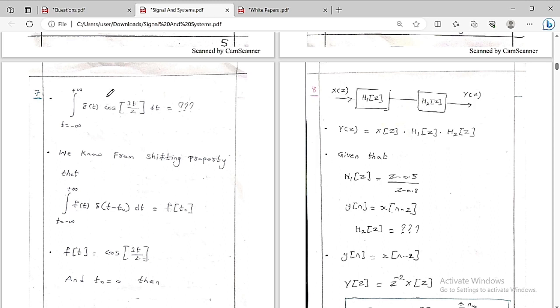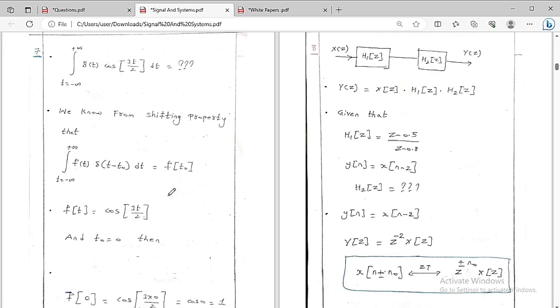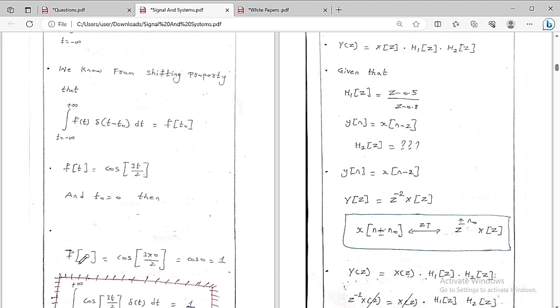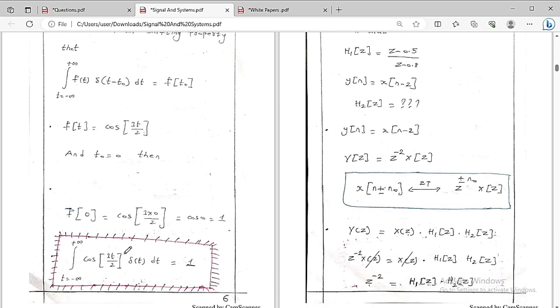So by comparing this, we can say t0 is equal to 0, and f(t) is nothing but cos(3t/2). So f(t) is equal to cos(3t/2) and t0 is equal to 0. Then what are you going to get? f(t0) means f(0). So f(0) is f(t) with t replaced by 0, so cos(3 × 0/2) is nothing but cos 0, which is equal to 1. So the value is equal to 1.